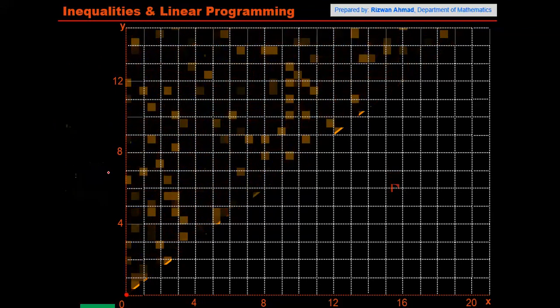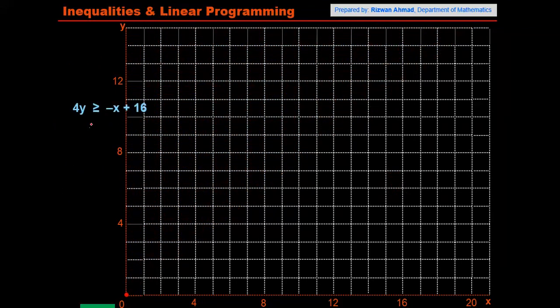Okay. Then another example, we have to show this inequality 4y is greater than or equal to minus x plus 16. So as usual, first of all, we will draw the line 4y is equal to minus x plus 16. So it has a y-intercept 16. So 16 we can show here. And then by choosing some suitable value of x, you can find the y and plot that point and join it with this 16. So finally we will get this type of line. Sorry, its y-intercept was not 16, it was 16 divided by 4, which is 4. So this is the line.